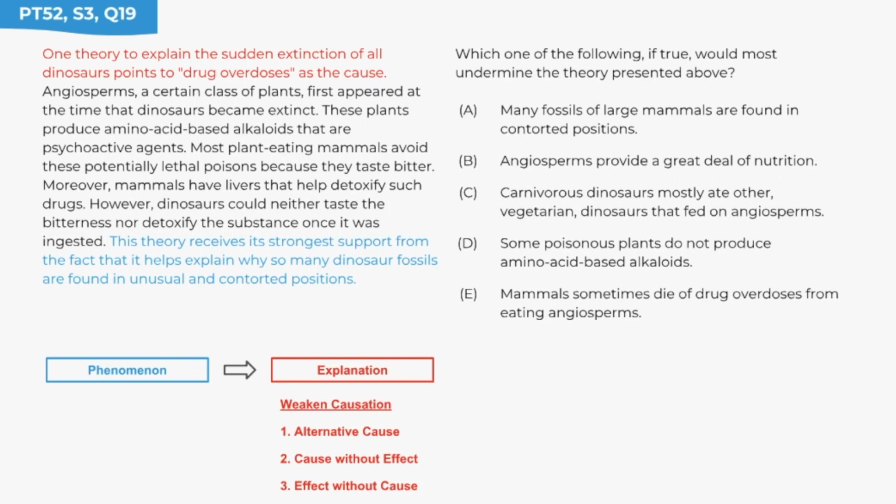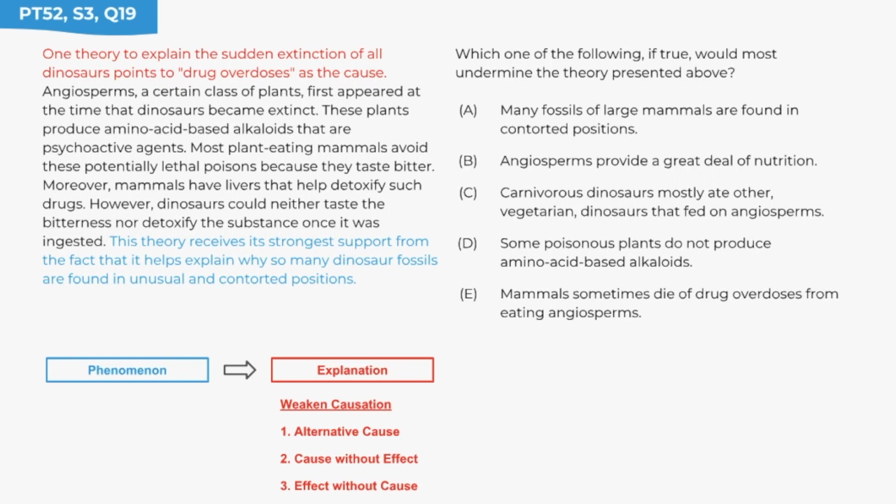So we want to be looking out for one of those three things as we're going through the answer choices. What could be an alternative explanation for why the dinosaurs are found in contorted positions? Or maybe if we could find dinosaurs or animals found in contorted positions that weren't poisoned through these drug overdoses. Or if we could find animals that were poisoned through these drug overdoses but weren't found in contorted positions. The latter two essentially undermine the correlation between the two events, which makes the explanation a little less likely. And this first one simply provides an alternative explanation that could show how something else could have made that happen. So keep those in mind as we go through the choices.